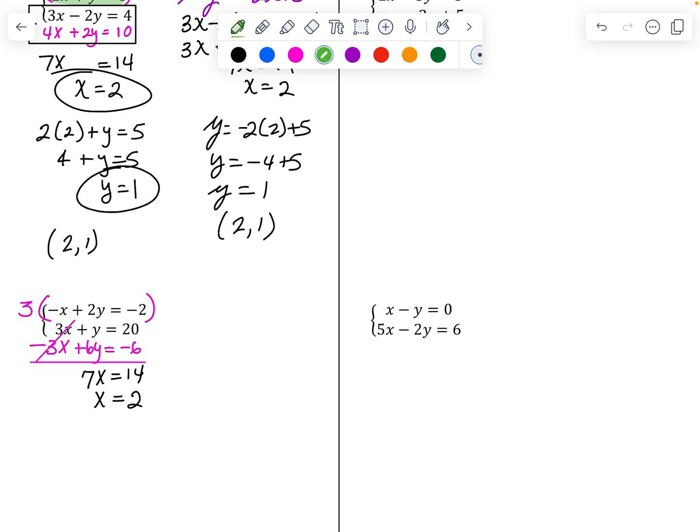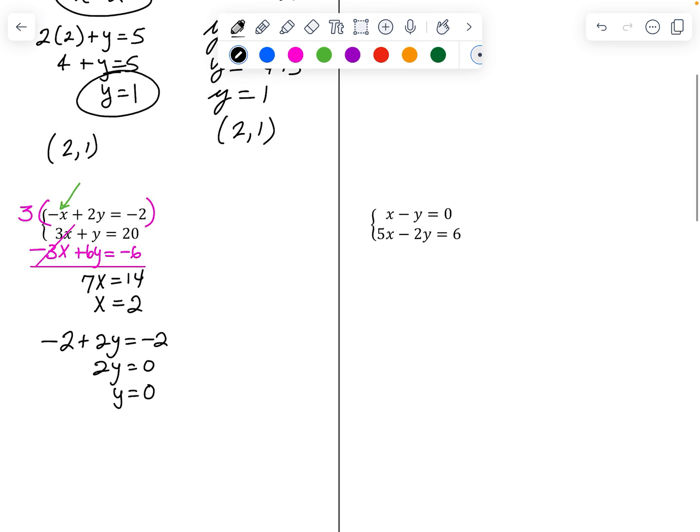Now that I know that, I'm going to substitute the value of x here. And that's going to give me negative 2 plus 2y equals negative 2. 2y equals 0. Y equals 0. So my answer is 2, 0. So that would be another way to do that. However you wish to do that is fine.